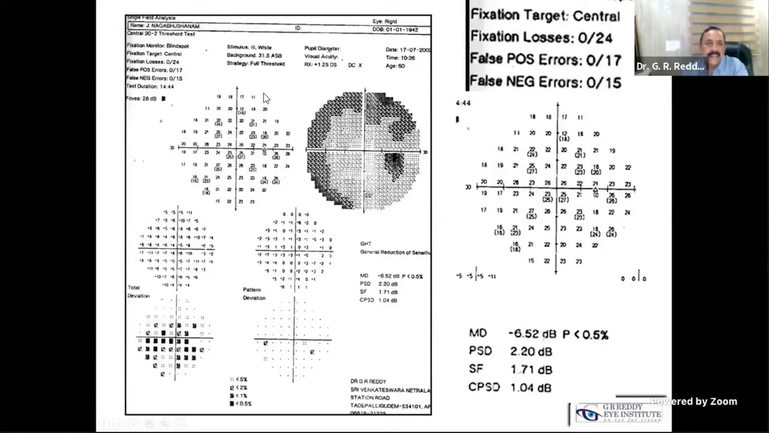Now coming to the full threshold, where there are two terms one should know: short-term fluctuation and long-term fluctuation. Nobody is doing full threshold now. In full threshold, during the test, 10 points will be tested twice, and the difference between the sensitivities is the short-term fluctuation. Long-term fluctuation is the inter-test variation.